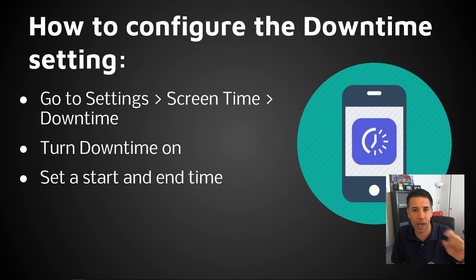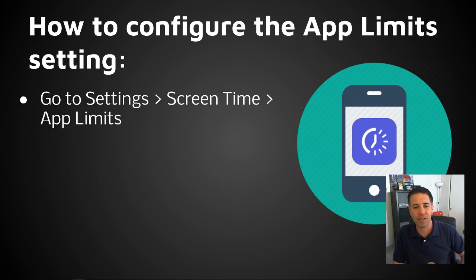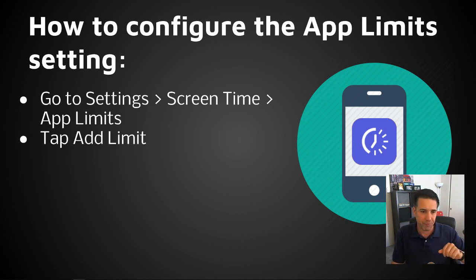So if you want a break at 1 o'clock, you can do that, or a break at 6 p.m. during dinner time. Dinner time's a great time. We're having dinner at 6, around the dinner table, downtime, turn it on. Love that. Just came up with that live right now. Woo! Go to Settings, Screen Time, App Limits to turn on app limits.